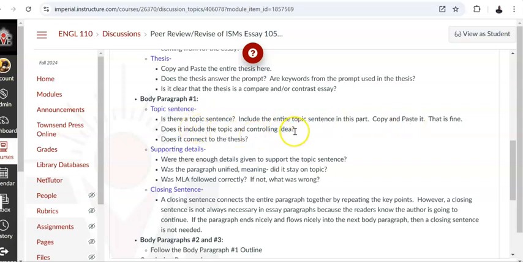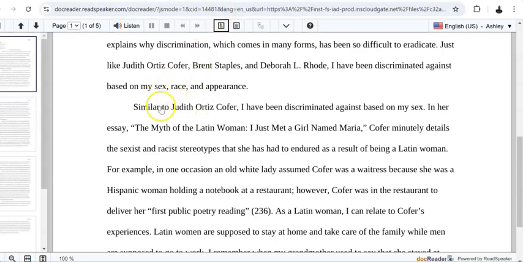Now, does it include the topic and the controlling idea? Well, let's take a look. I'm going to help you out on this one. So similar to Judith Cofer, I have been discriminated against based on my sex. So what's the topic? It's Cofer and him, who is Romero. So that's the topic. What's the controlling idea? What are we going to learn, or what is he going to tell us about this paragraph? He's going to talk about how they have similar experiences with sexism. So there is a controlling idea.